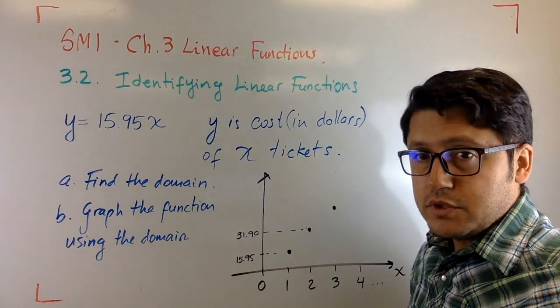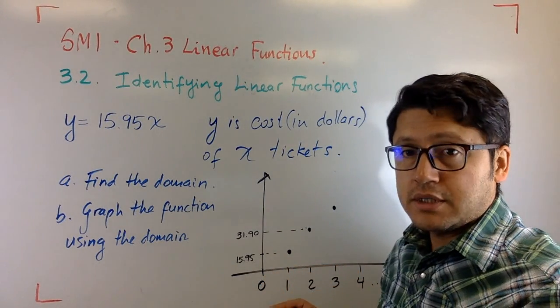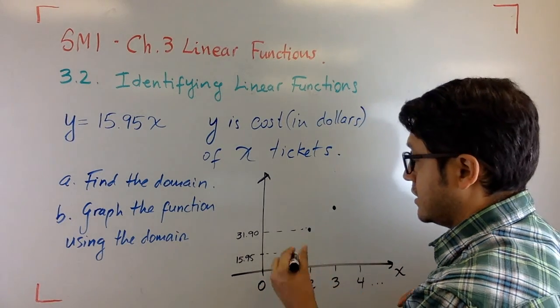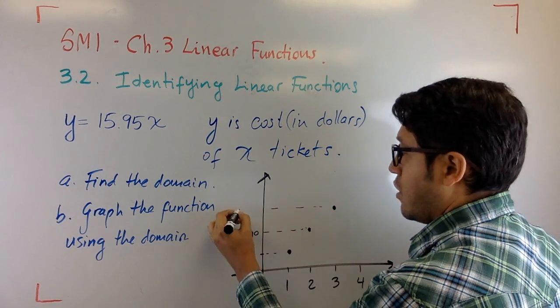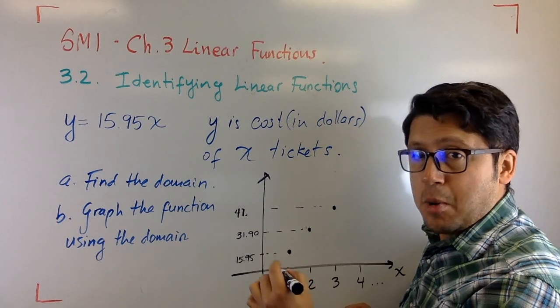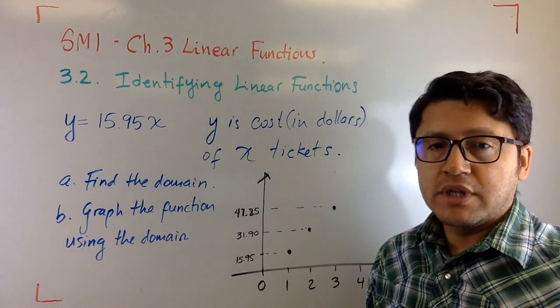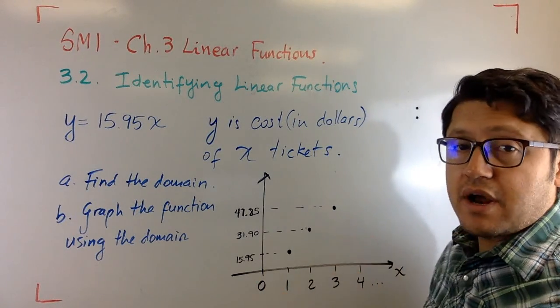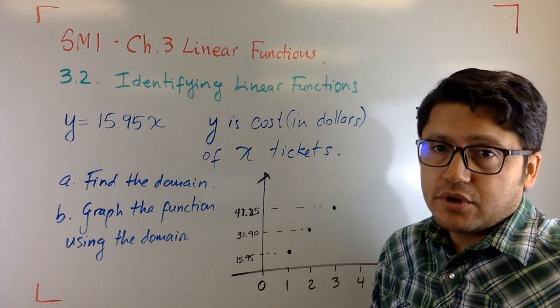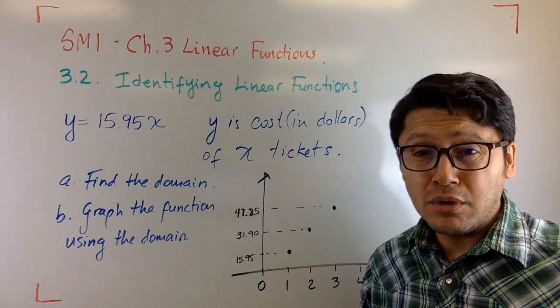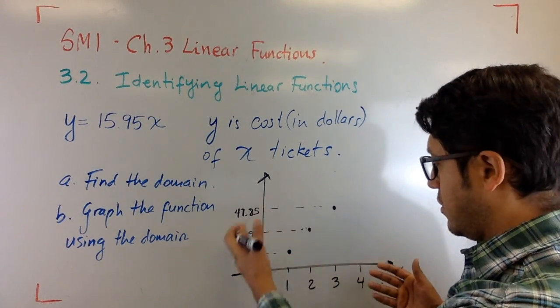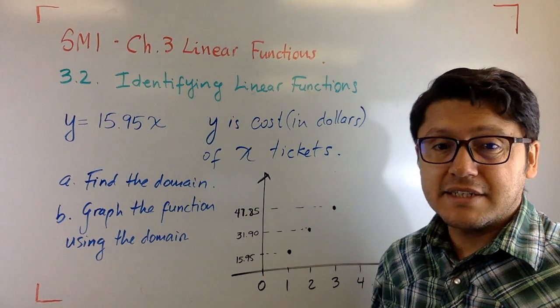So 15.95, 31.9, then this one would correspond to 47.85, and it will keep going like that. You could have the graph just like this. We could also build a table, right? But it's basically what you are showing here. And that's it, okay?